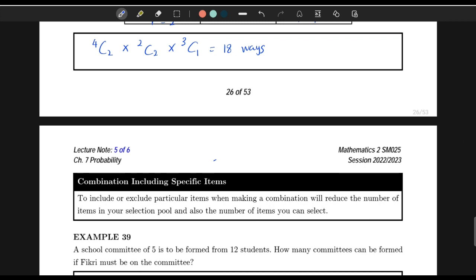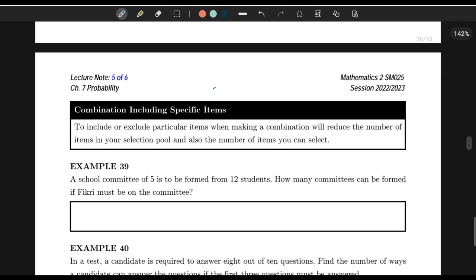Combination including specific items. To include or exclude particular items when making a combination will reduce the number of items in your selection pool and also the number of items you can select.